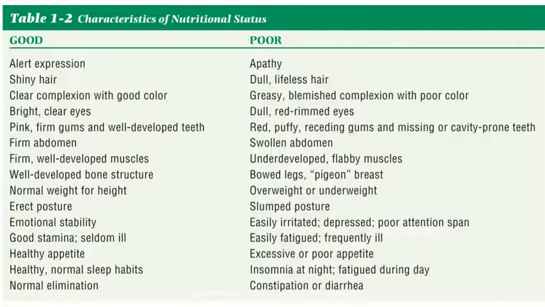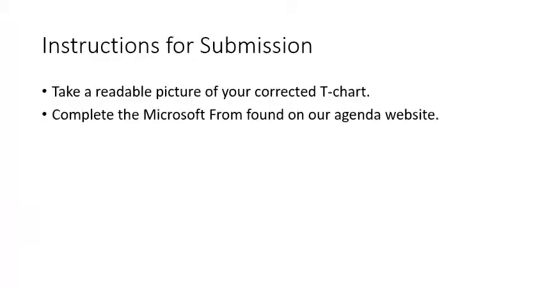Once all of your examples have been put into the correct category, you may then glue down your boxes or characteristics. After you have glued down your assignment, go ahead and take a readable picture of your corrected T-chart. Once you have two pictures, one before and one after, you are going to complete the Microsoft form found on the agenda page.